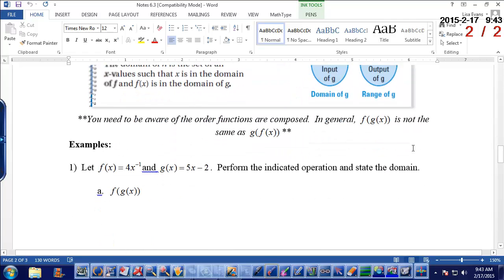All right, so let's just go ahead and get started. Now, if you see f of g of x, it's not necessarily the same as g of f of x unless the two initial functions are the same. So you'll kind of see what I'm talking about as we go on.